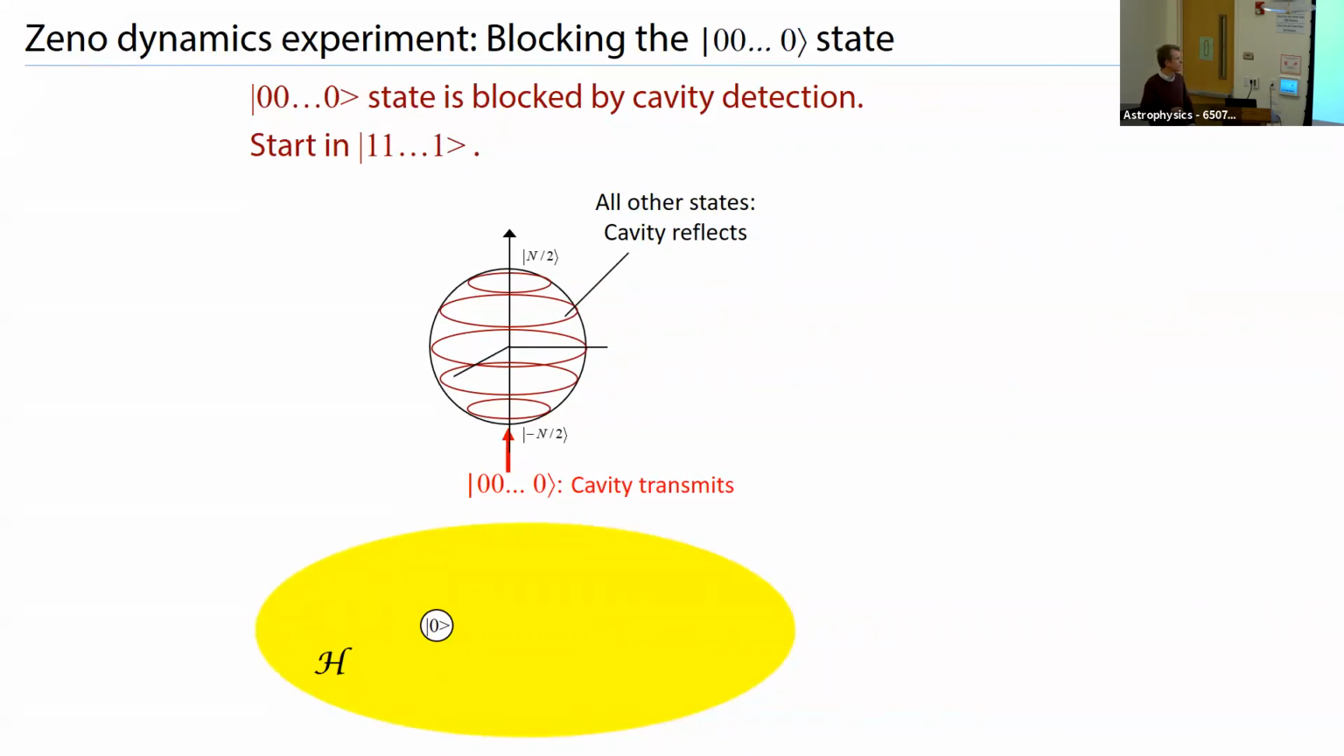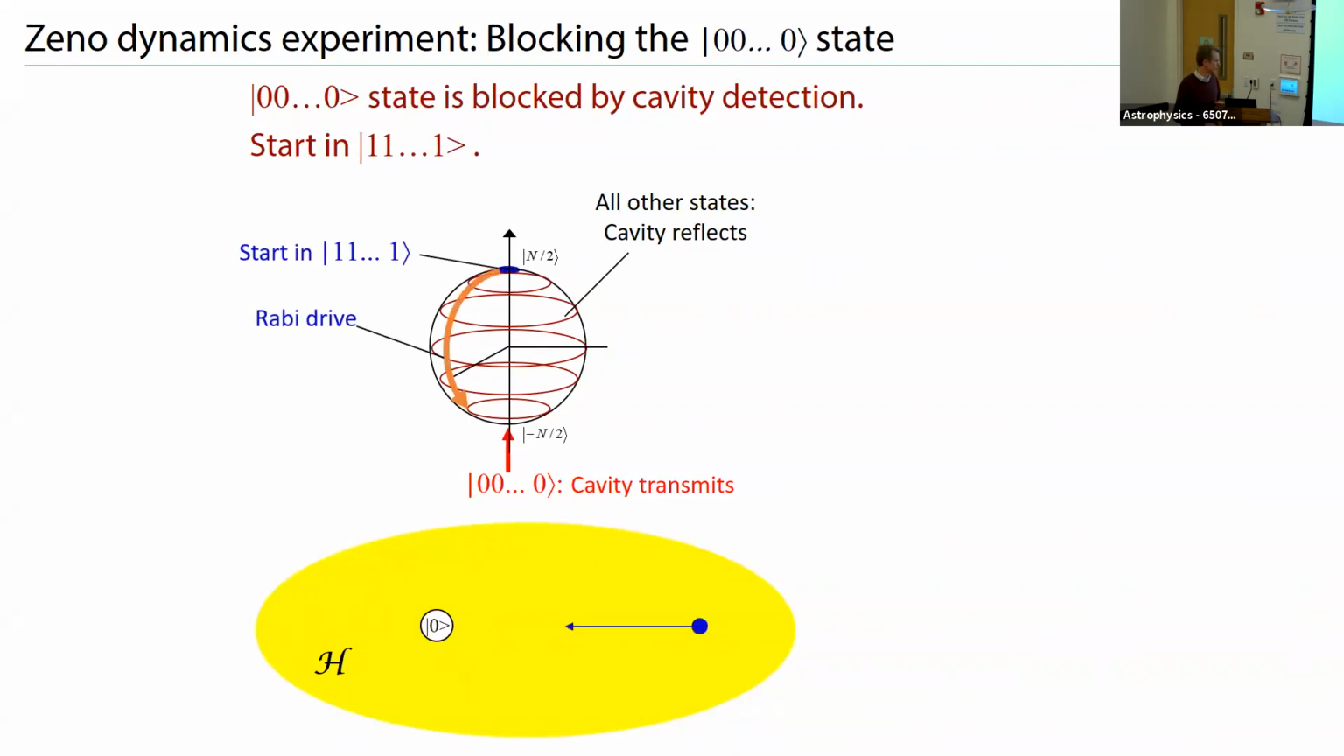And here's how it goes. We take an ensemble, which in this case contained about 40 atoms, sitting in the center of the cavity. We start with all spins up, and then we drive coherent dynamics with just microwaves, which normally would take you all the way to the south pole of the Bloch sphere. Except that this south pole is blocked by the fact that we are having our cavity detection. So the atoms can't actually reach this state, because the probability of being there is continuously being projected to zero by the cavity.